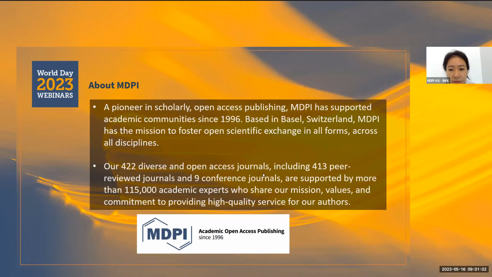A little bit about MDPI. MDPI is a pioneer in scholarly open access publishing, and we have supported the academic community since 1996. We currently have 422 diverse and open access journals, and we are working with more than 115,000 academic experts to provide high quality service for our authors.